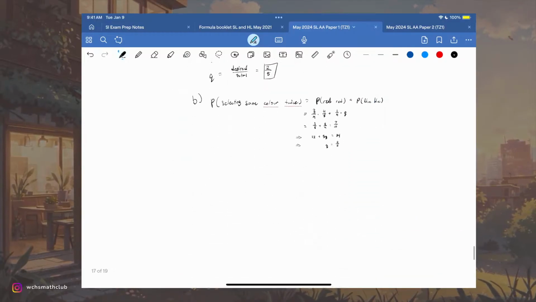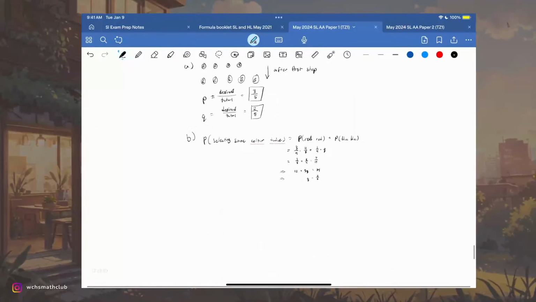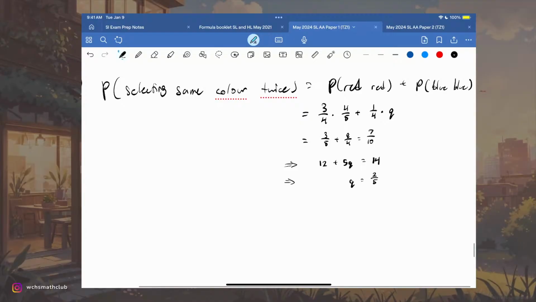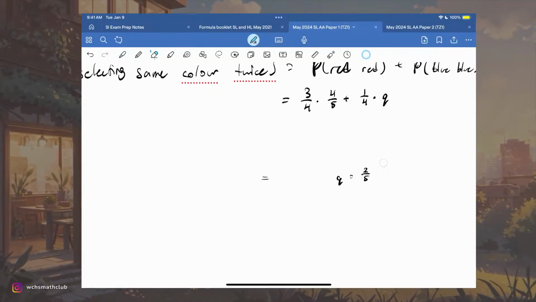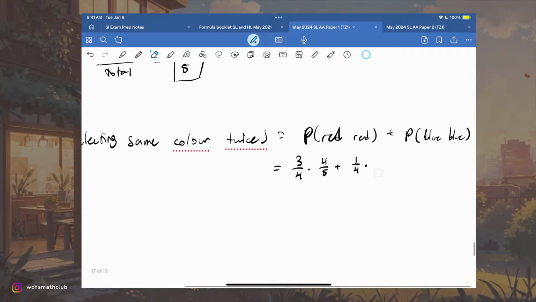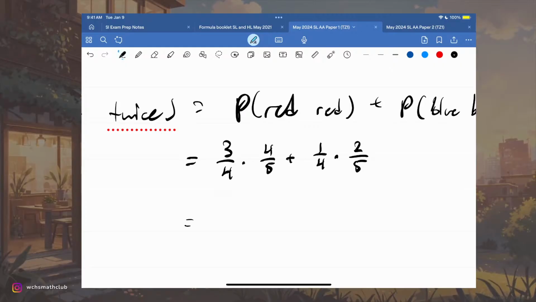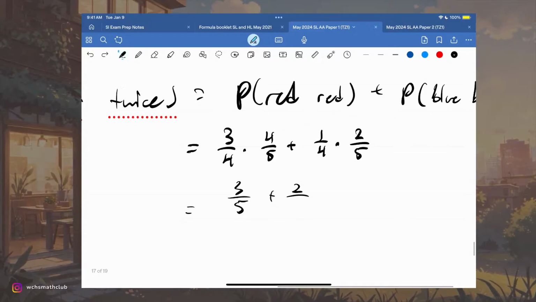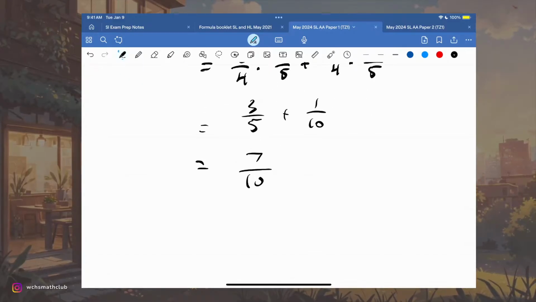Oh, wait a minute. I actually flipped the question around. So instead of doing all of this work, instead of writing this in terms of q right here, you could just write q equals 2 out of 5. And it becomes a lot easier, because once you add these fractions up, it'll be 3 over 5 plus 2 over 20, or essentially 1 over 10. So you get equals 7 over 10, just as required.